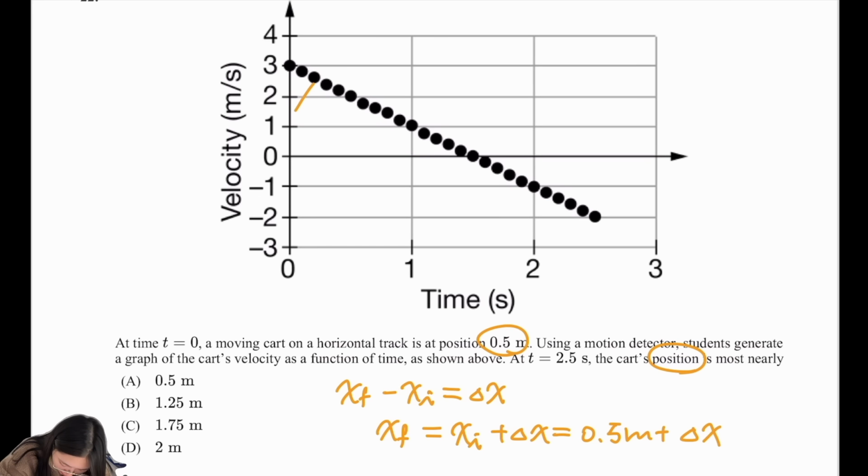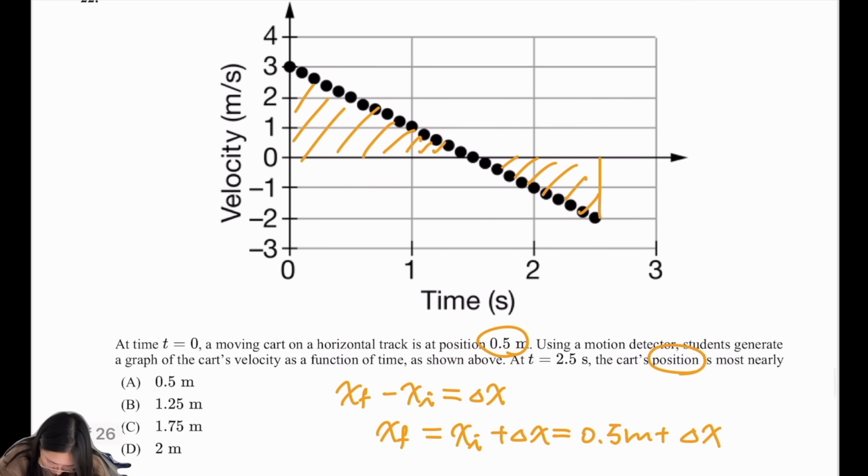And displacement is represented as the area below the curve of the velocity versus time graph. And this is between 0 and 2.5 seconds. These two parts are exactly the same. These two triangles are exactly the same. So they cancel out each other. I only need to calculate the area between 0 and 0.5 seconds, this area.